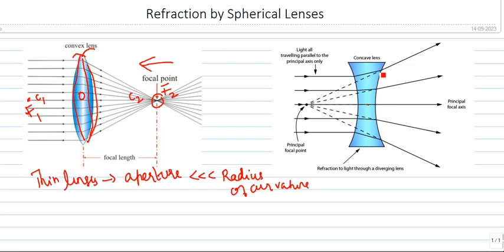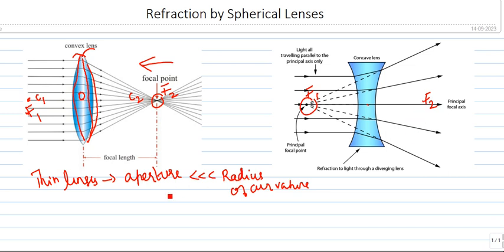Similarly, a concave lens is a diverging lens, and when parallel rays of light fall on the lens, they appear to diverge from this point. Say this is the principal focus F1. Similarly, we will have a principal focus F2 on the other side of the lens.